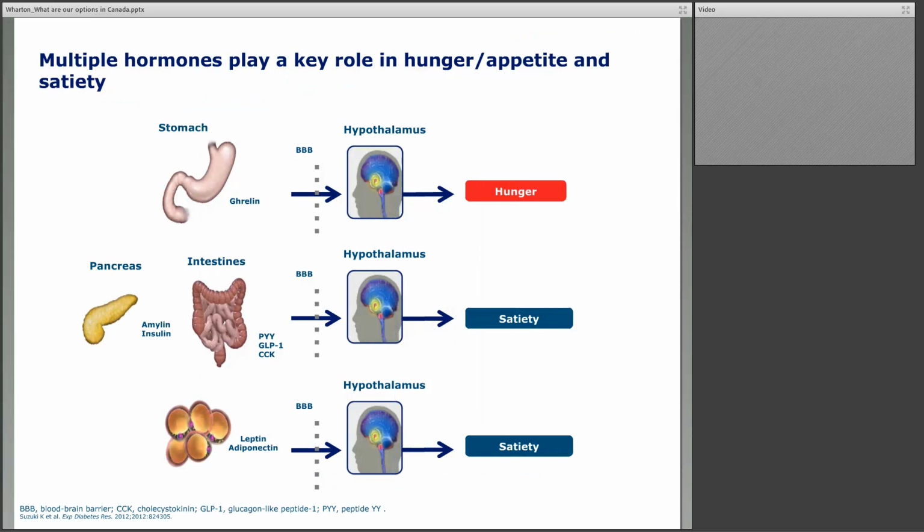So let's talk a little bit more about the hypothalamus and the hormones. So we have ghrelin, a hormone that's produced by the stomach. It goes to the brain and it makes you feel hungry. And here are a number of other hormones: amylin, insulin, PYY, GLP-1, CCK. All of these are produced by the gut and by the organs, and they also go to the brain to make you feel full. And leptin, produced by fat cells, also goes to the brain to make you feel full. So in essence, what you want is better functioning in your body of the hormones that make you feel full, and a decreased activity in the ones that make you feel hungry.